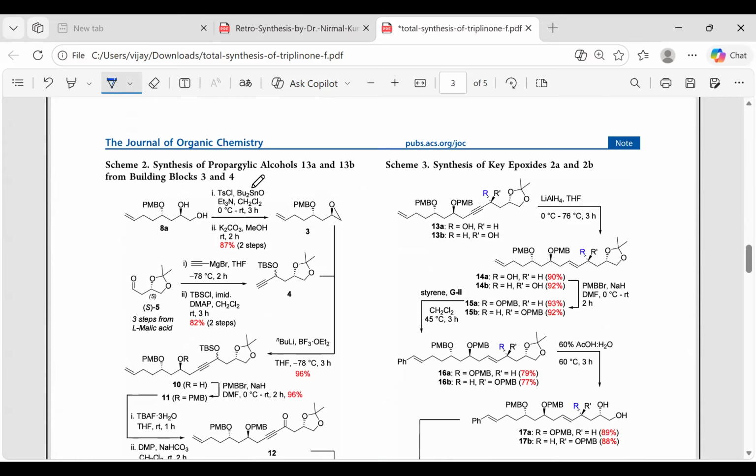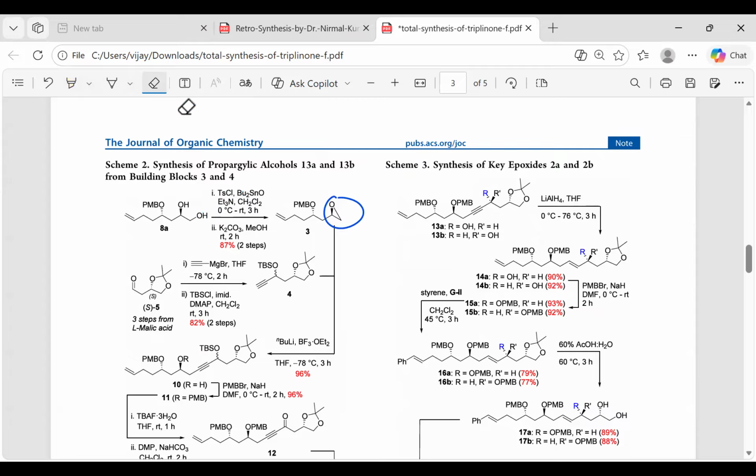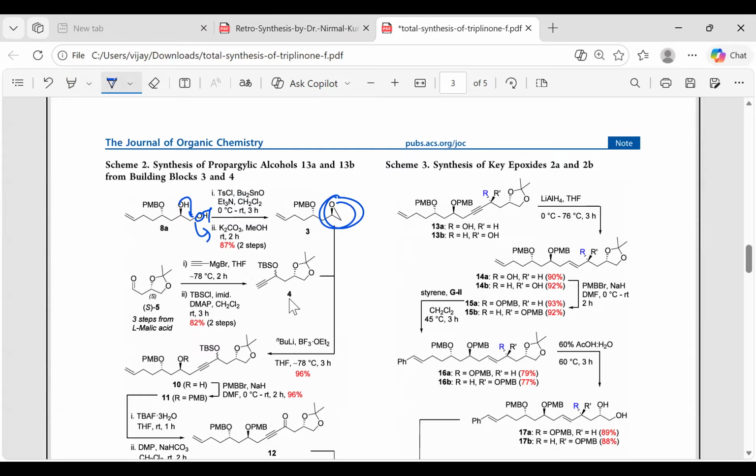In this case you can also see this TMSCl they have added. If you add one equivalent of TMSCl, then obviously it will form the OTS. Then the attack of this OTS will form the epoxide. I think here the primary OTS formation takes place at this primary alcohol, and then the hydroxy attacks, so OTS elimination, so epoxide formation. So these are some small steps to consider when doing the retrosynthesis.